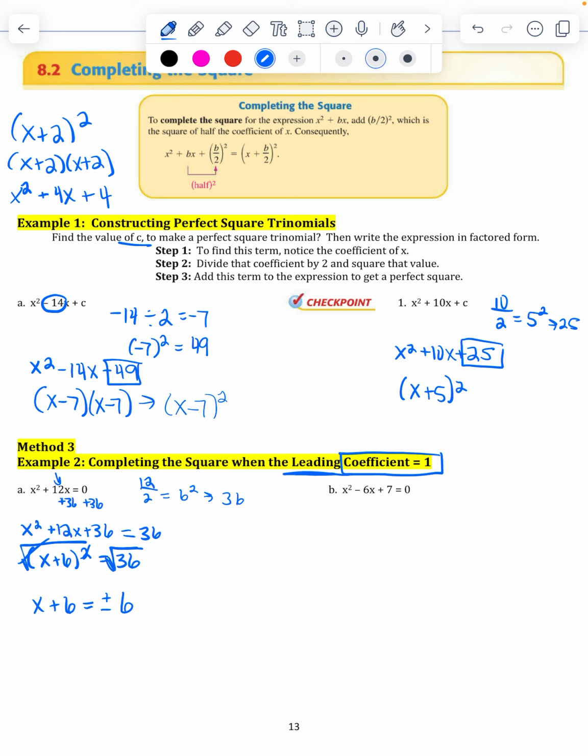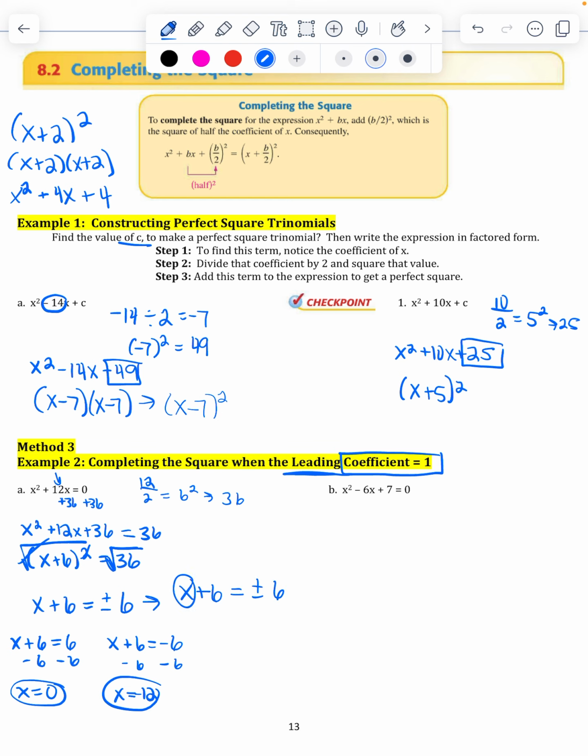You can either write this out as two separate equations, like I said out loud. x plus 6 equals 6, and x plus 6 equals negative 6. Solve them both out, and you'll get two answers, 0 and negative 12. Or at this point, you can also keep x plus 6 equals plus or minus 6.